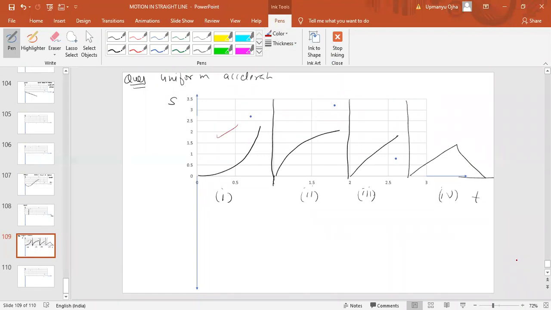Fine. For uniform acceleration, I think yesterday only I told you for uniform acceleration, the displacement versus time graph will be parabolic path. Okay, fine. Okay, so these are some graph which we have discussed. Okay, now let us do some graphical questions here. Fine.